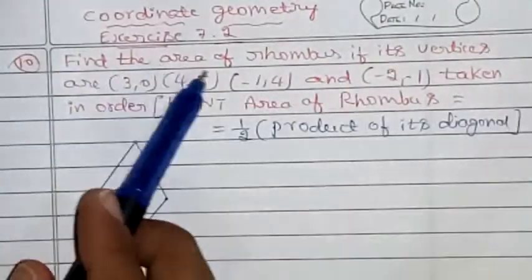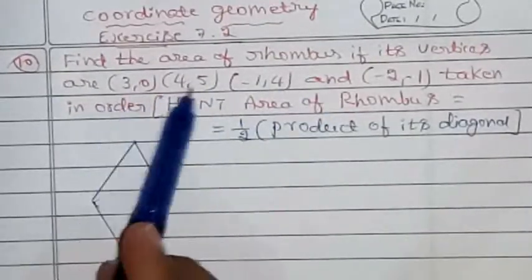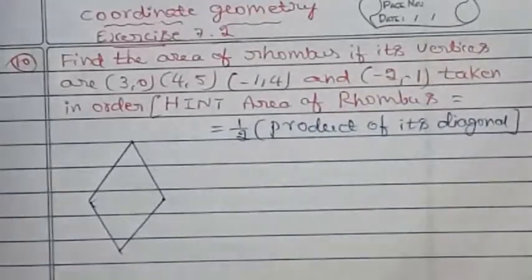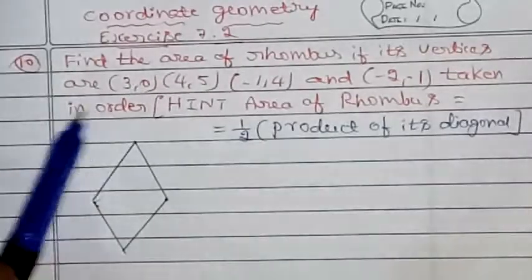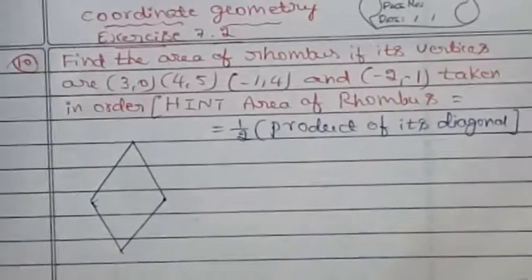Now here, in the question they are saying you need to find the area of the rhombus and the vertices are (3, 0), (4, 5), (-1, 4) and (-2, -1) taken in order. Now what is the meaning of taken in order? Taken in order means, if suppose you have taken this as A, you need to take the next one as B. So like that you need to take, right?